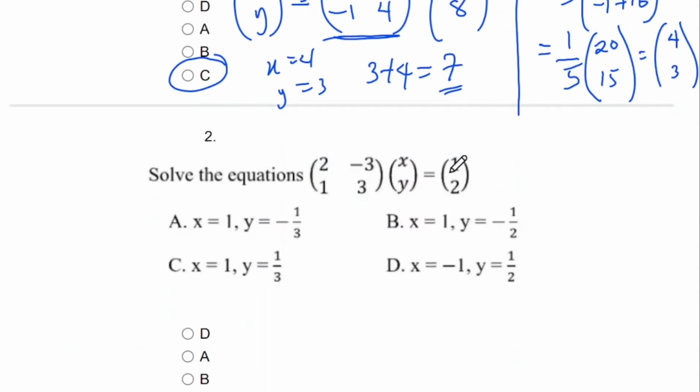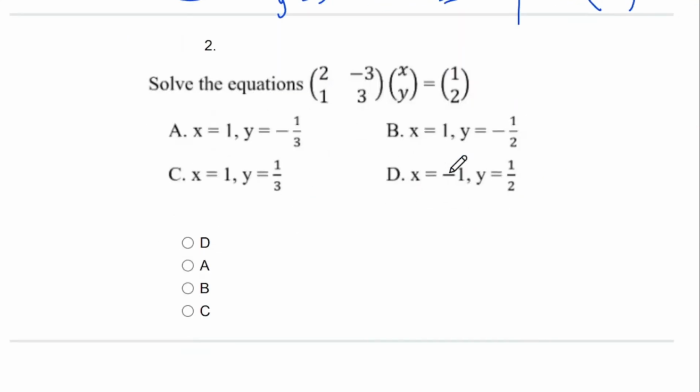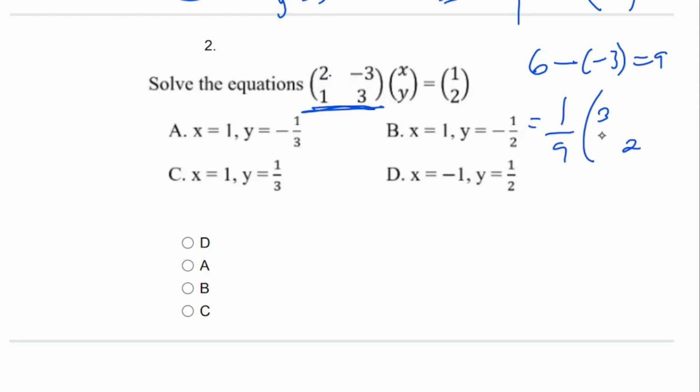This method is for 2 by 2 matrix. So we're only looking at 2 by 2 matrix in this level. So the second question we have here is still the same thing. We're going to find the inverse of this. To find the inverse, we have the determinant, which is going to be 6 minus 3, so that gives us 9. So that's going to be 1 all over 9 into, we interchange this, 3, 2, then this will be minus 1, 3, then multiply by 1, 2.